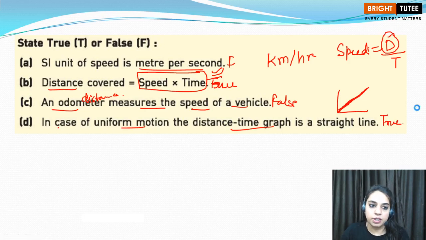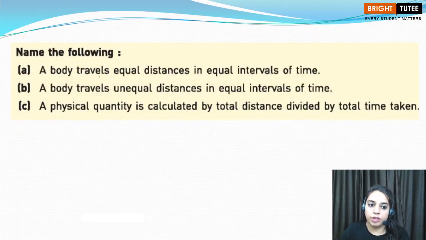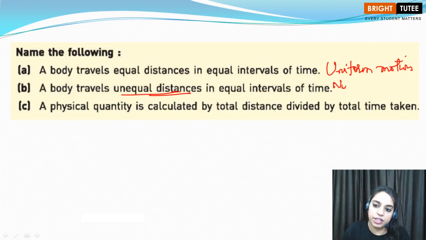Next question, name the following. A body travels equal distances in equal intervals of time. So if a body is traveling equal distances in equal interval of time, we will say it is in uniform motion. Next question, a body travels unequal distances in equal intervals of time. Then children, we can say it is in non-uniform motion.